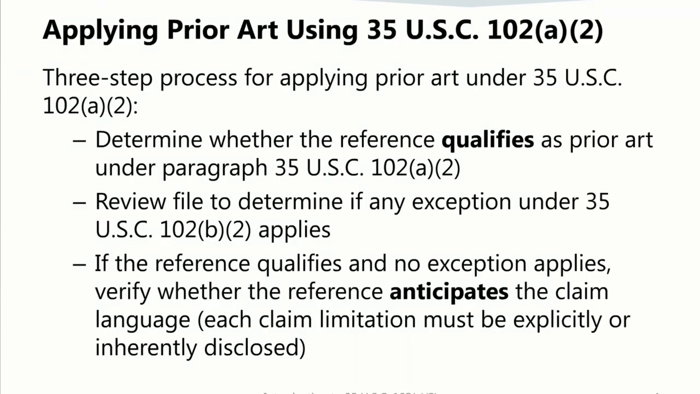Determining whether it's appropriate to apply prior art using 35 U.S.C. 102(a)(2) is aided by a three-step process. First, determine whether the reference qualifies as prior art under 35 U.S.C. 102(a)(2). Second, review the application file to determine if any exception under 35 U.S.C. 102(b)(2) applies. Finally, if the reference qualifies and no exception applies, verify whether the reference anticipates the claim language, which means each claim limitation is either explicitly or inherently disclosed.